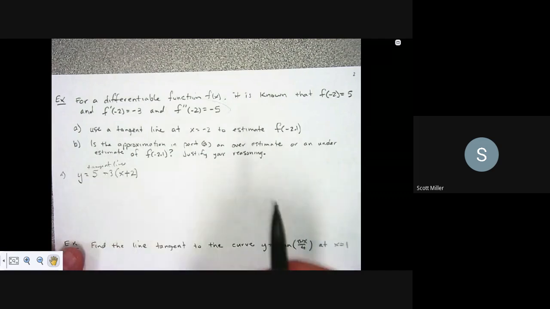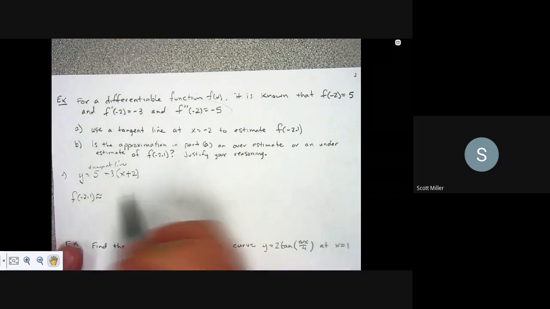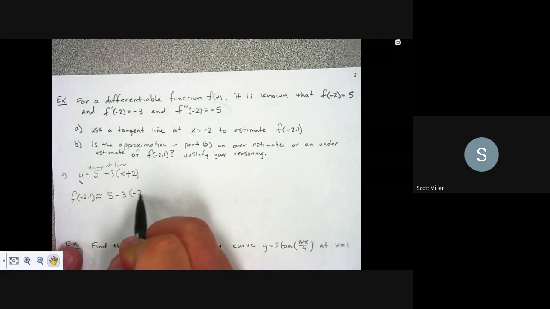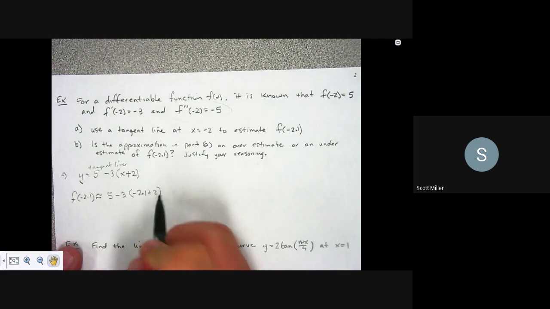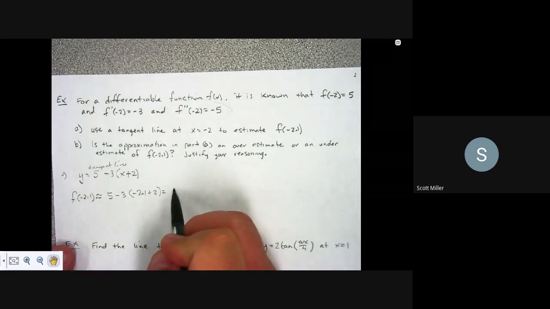And then I want to use this to approximate f of -2.1. So we just plug in -2.1 in there. So you're going to get 5 minus 3 times -2.1 plus 2. And if you work this whole thing out and combine numbers and all that kind of stuff, you're going to get the value, hopefully, of 5.3.